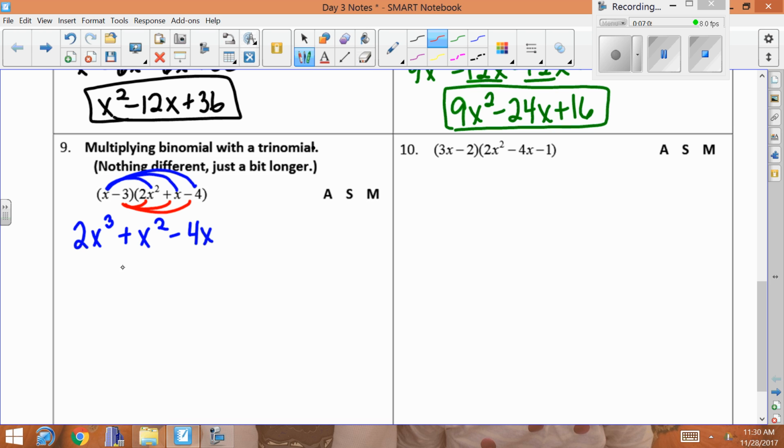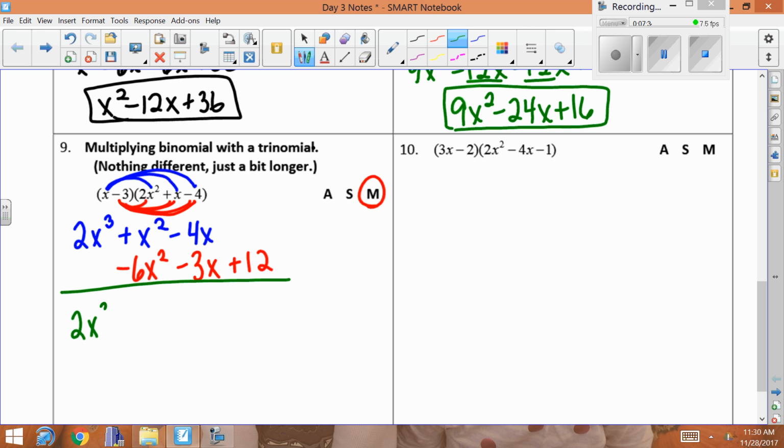So if you're distributing negative 3, it's going to be a negative 6x squared. I'm going to write it underneath the x squared. Again, it's not required to do that. I think it's just sometimes helpful to keep yourself organized. Negative 3 times the x, we get a minus 3x. And then the negative 3 times the negative 4, we get a positive 12. Again, this is another multiplication problem. Again, the reason I like to put them on top of each other, I think it makes it easier to find the like terms because we've got a lot of them here. 2x cubed. And then when we combine the x squareds, minus 5x squared, minus a 7x, and a plus 12.